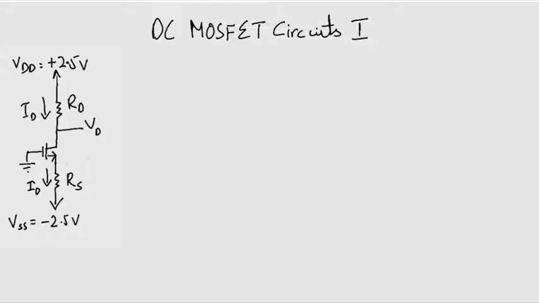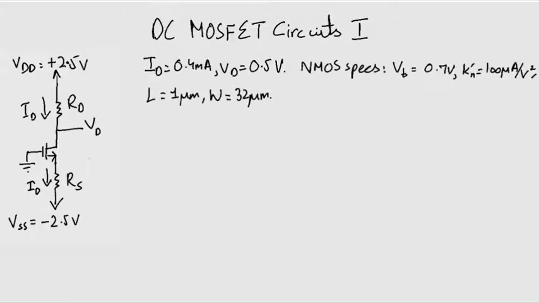Design this circuit so that the transistor operates at ID equals 0.4 mA and VD equals 0.5 volts. The NMOS transistor has these specifications. You are to neglect the channel length modulation, that is, assume that lambda equals 0. So what do we mean by design? By design we mean finding the values of RD and RS.